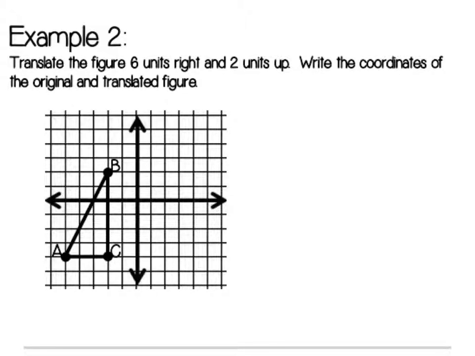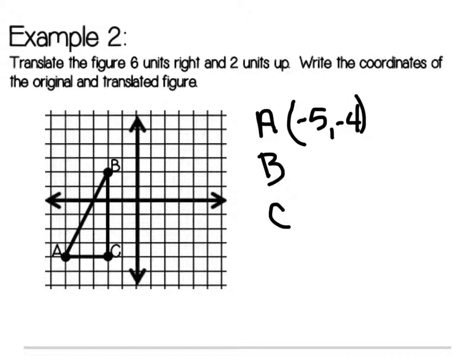Alright, the next one we're going to look at, we're going to translate our figure 6 units right and 2 units up. This time we have a triangle that we're going to translate. We're going to write the coordinates of the original and the translated figure. So let's go ahead and write our coordinates. Point A is at the ordered pair -5, -4. Point B is at the ordered pair -2, +2. Point C is at the ordered pair -2, -4.